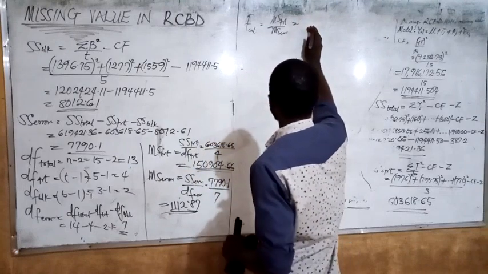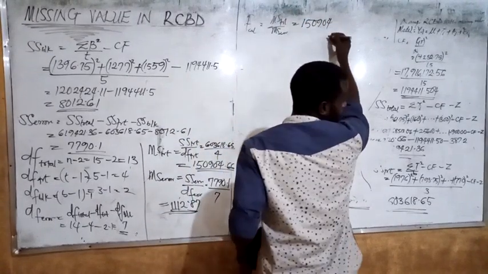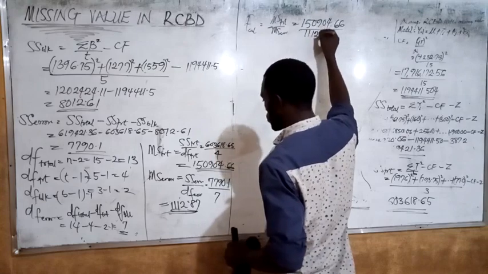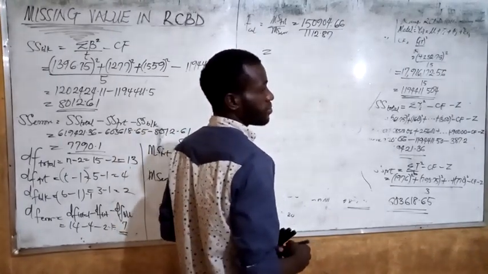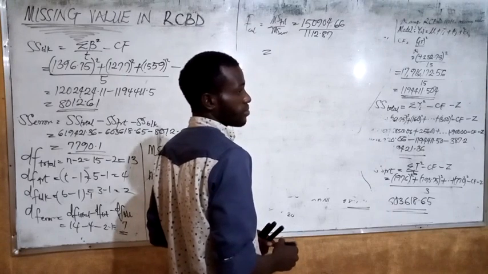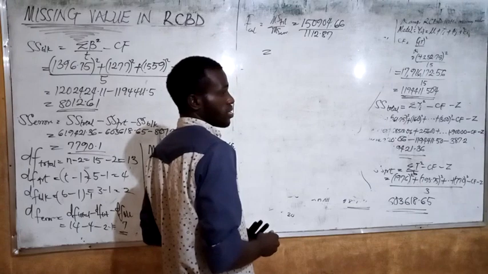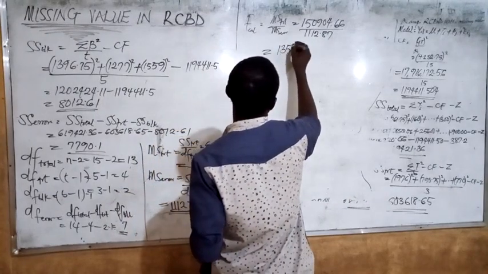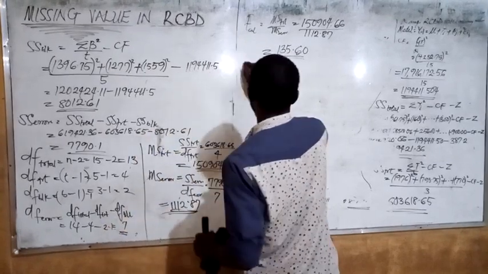So the F cal is going to be MS treatment, which is 150904.66, all over 1112.87, equals 135.60. Alright, so then the next thing we do is we plot our ANOVA table.